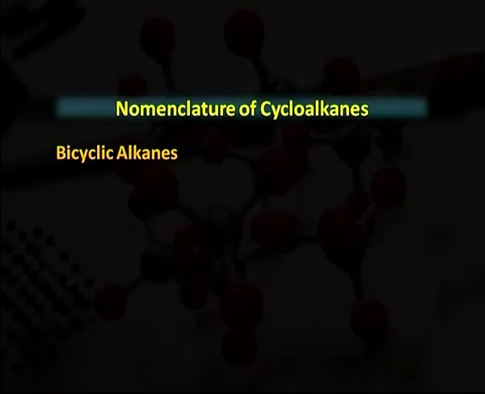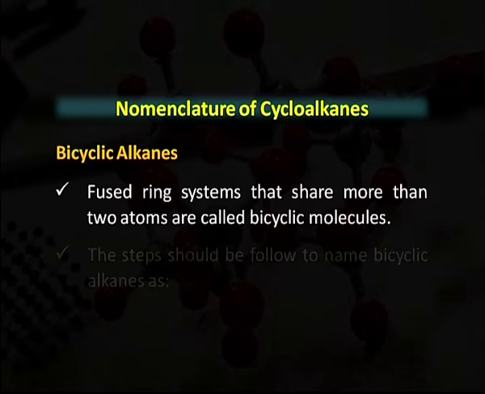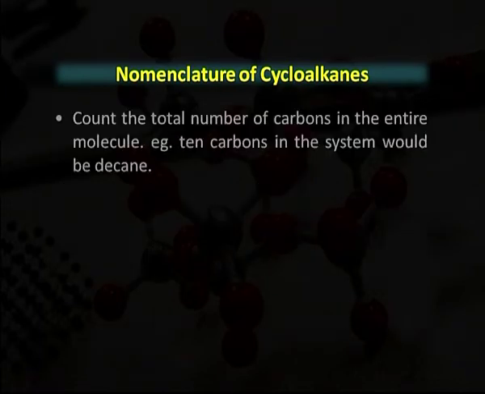Now, we will discuss bicyclic alkanes, meaning the cyclic alkanes which contain 2 fused cycles. According to this, fused ring systems that share more than 2 atoms are called bicyclic molecules. The steps that should be followed to name bicyclic alkanes are as follows.